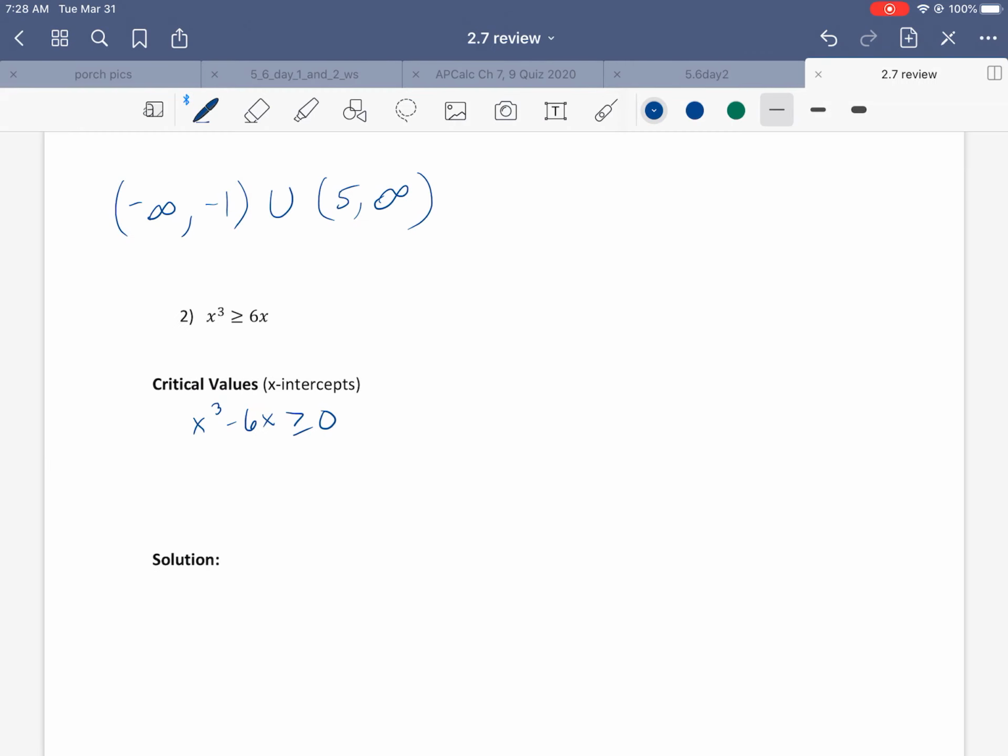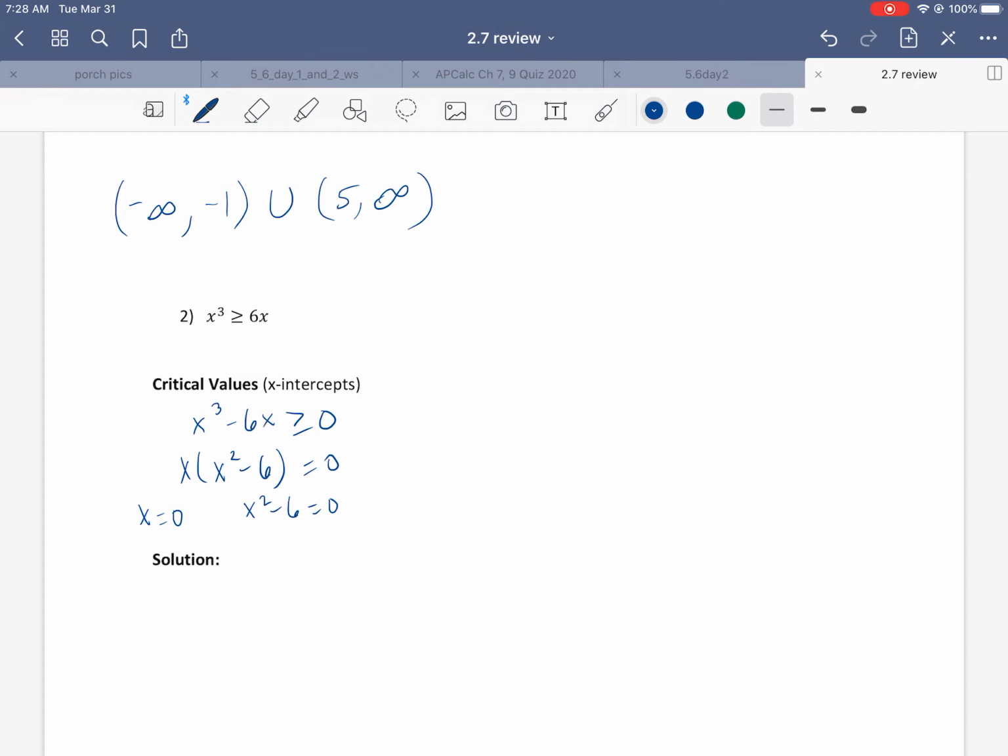So let's see, how do we get those solutions? How do we get those intervals through solving? Okay, so again, think factor. This is a GCF. I can factor out an x, I'm left with an x squared minus 6. Just set it equal to 0. Ignore the inequality sign when you're solving.